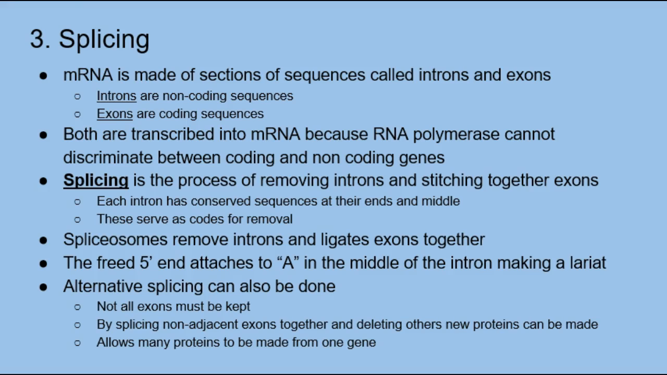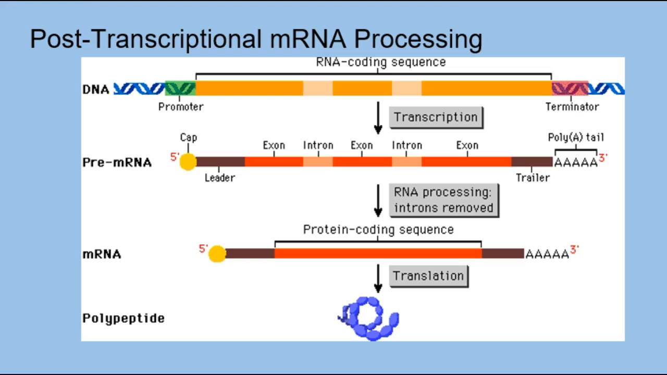Alternative splicing can also be used in this same kind of concept because not all exons must be kept. By splicing non-adjacent exons together and deleting others, new proteins can be made from one gene, which allows one gene to be used in multiple ways. The picture shows the process of splicing, removing the intron regions and ligating together the exon regions to form the protein coding sequence, which is then translated.